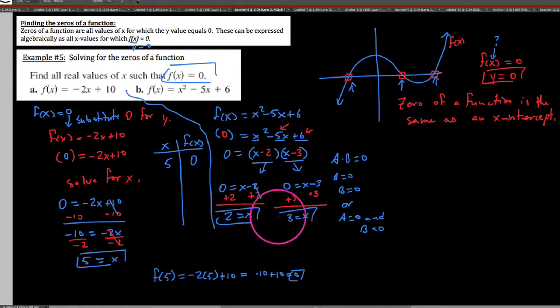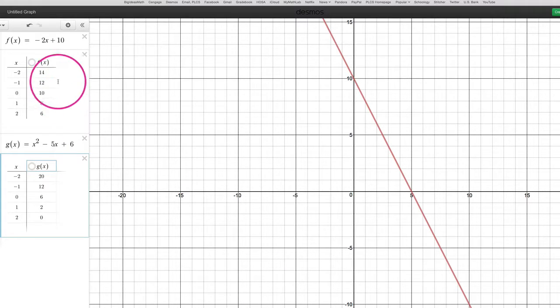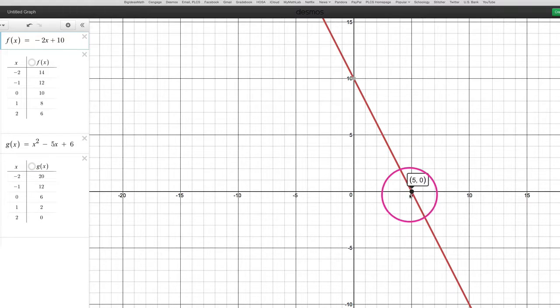Looking at these, I just want to table these values here, but we get (2, 0) and (3, 0). What I want to do is look at these graphically. So as we go over to Desmos, I've graphed f of x equals negative 2x plus 10. We can certainly see that this is our linear equation that hits at a y-intercept of 10 and has a slope of negative 2. You can see here clearly on the graph that when x equals 5, we have an output of 0.